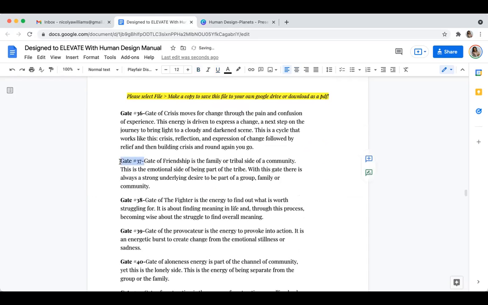I need to highlight that. So gate 37 is the gate of friendship, okay? And it's all about community. And it's always this desire to be a part of the community. And they say that people with gate 37 are almost like the glue, bringing the community together.